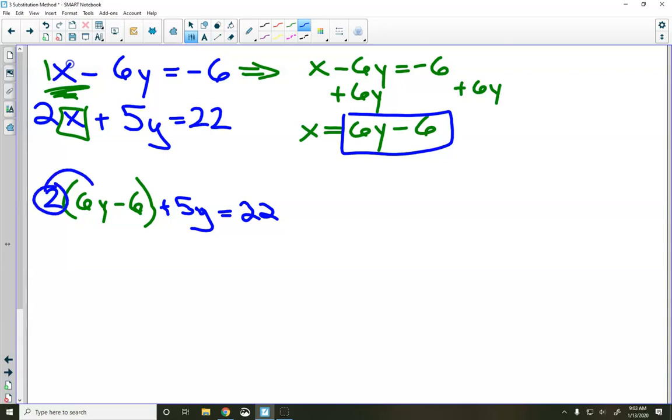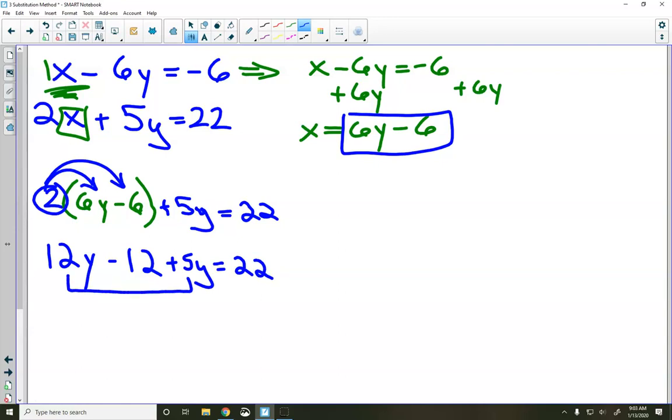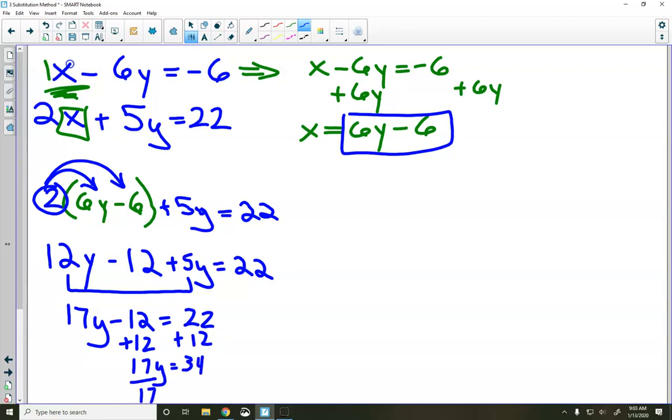I'm going to distribute the positive 2 as we solve this equation for y to figure out the first part of our answer. So I get 12y minus 12 plus 5y is equal to 22. I combine like terms. 12y plus 5y, 17y, good. Minus 12 equals 22. We're going to add 12 to each side. We get 17y equals 34. And we divide each side by 17. We're going to get that y equals 2.